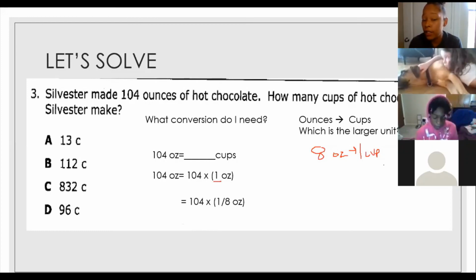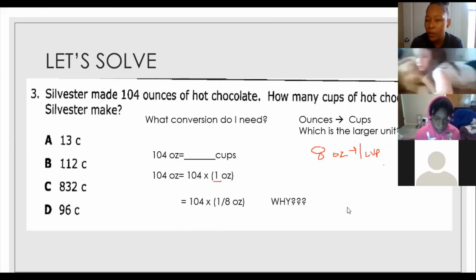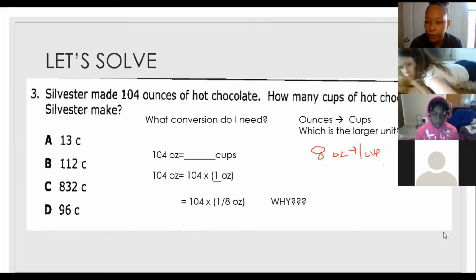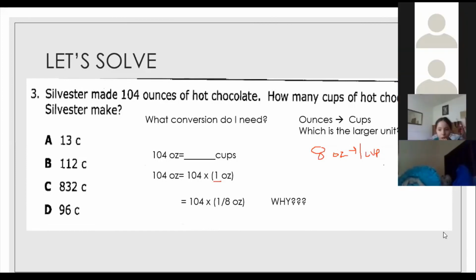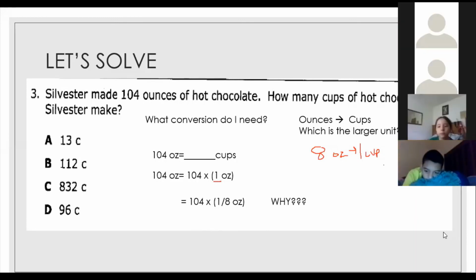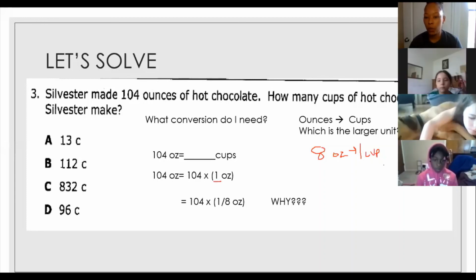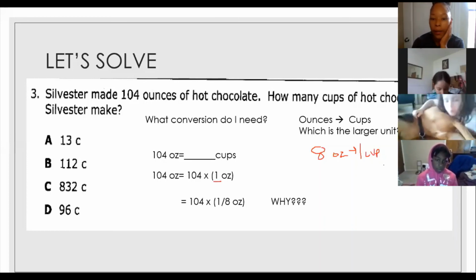Now I just explained it to you, but now I want someone to explain it back to me. Why is this 1/8? Because you only have 1. Because we need 8 and then we only have 1. Good. All right. So I want you guys to take 1 minute and solve for me 104 over 1 times 1 over 8.